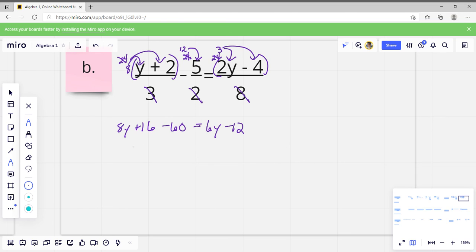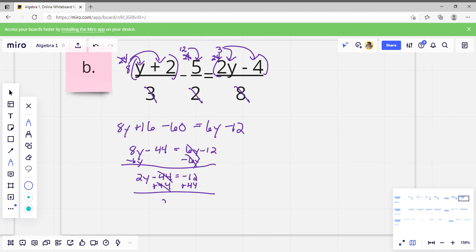All right, now we're going to combine these like terms right here. So 8y minus, let's see, 60 minus 16. 60 minus 10 would be 50. 50 minus 6 would be 44. So negative 44 equals 6y minus 12. Now I'm going to get all my y's on the same side by subtracting the 6y. And I get 2y minus 44 equals negative 12. Now I'm going to add 44. And I'm going to get 2y equals, see, 44 take away 12 would be 32.